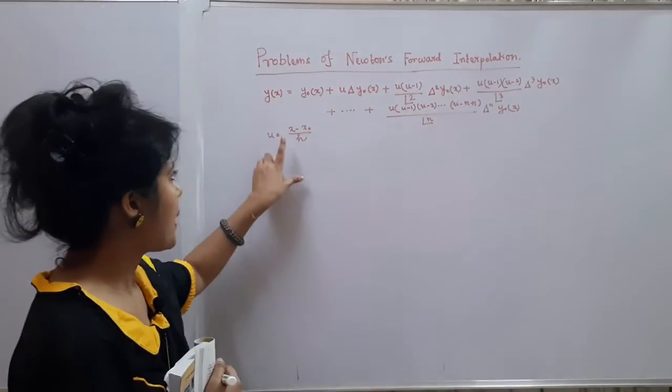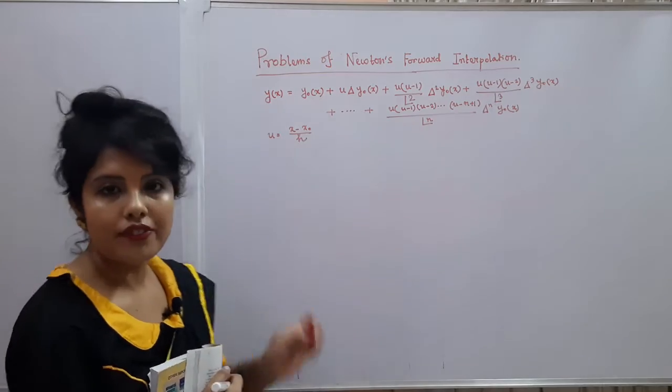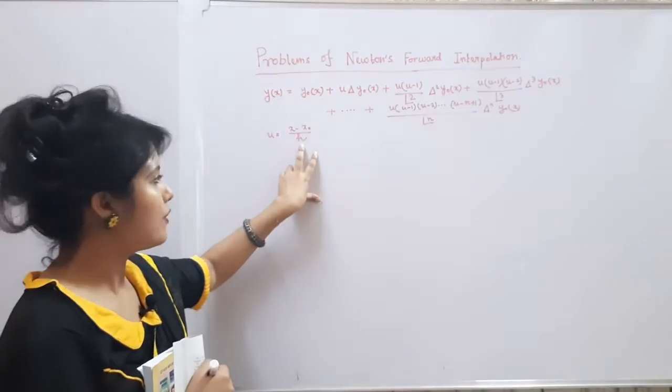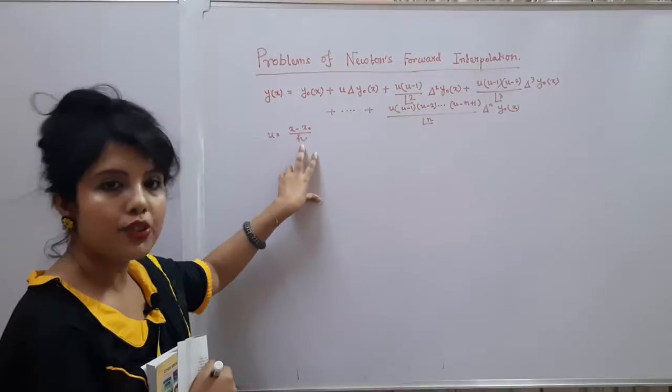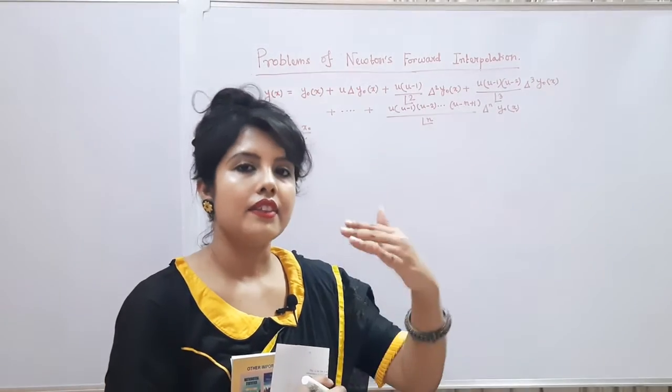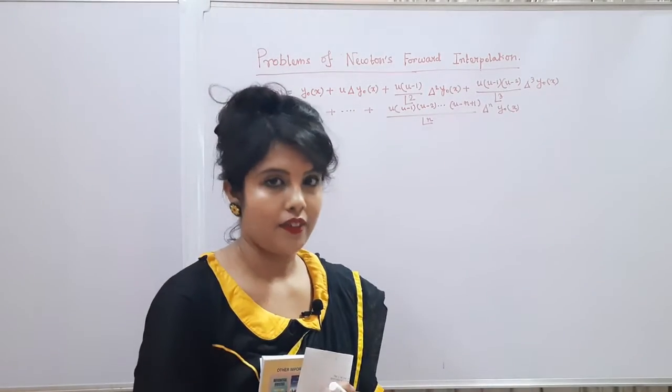Okay, so what is h? H is the difference between two consecutive values of x. For applying Newton's forward interpolation formula, two conditions are very much essential. Number one, the values of x should be equidistant, and the equidistant value is h. Number two, the value of x for which y is to be estimated should be at the beginning of the list.